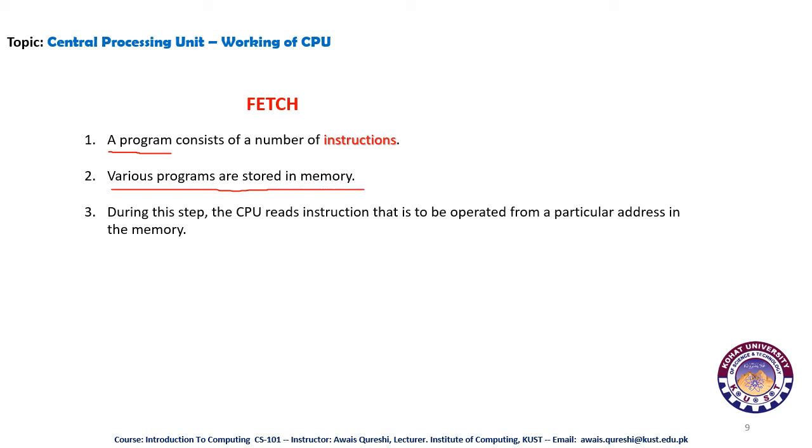During this step, the CPU reads the instructions that are to be operated. Let's say the CPU wants to calculate the add operation between two variables. Let's say we have two variables, a and b, and we want to store the result in a third variable, which is called c. In that case, the CPU reads the instruction. This plus sign is called an operator. Similarly, the minus sign is also an operator. Multiplication and division are also operators, and these are applied on the variables on which the operation is going to be performed. So let's say we are going to add two numbers.